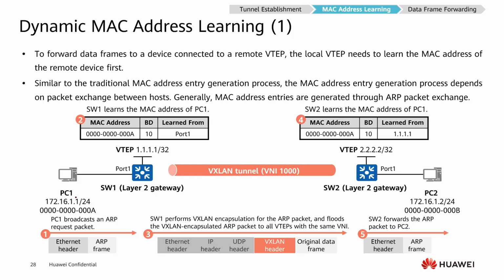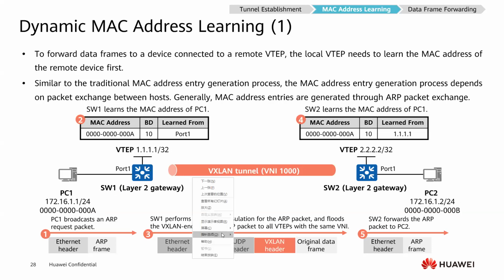For PC1, its IP address is 1.1, and for PC2, its IP address is 1.2, and the MAC addresses have just a slight difference. Switch 1 and switch 2 are also the layer 2 gateways, all right? What is next? Switch 1 and switch 2 are also the VTEPs, and the VTEP addresses have already been configured there, all right?